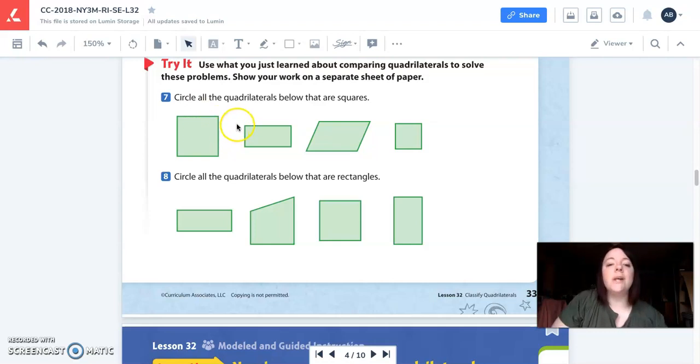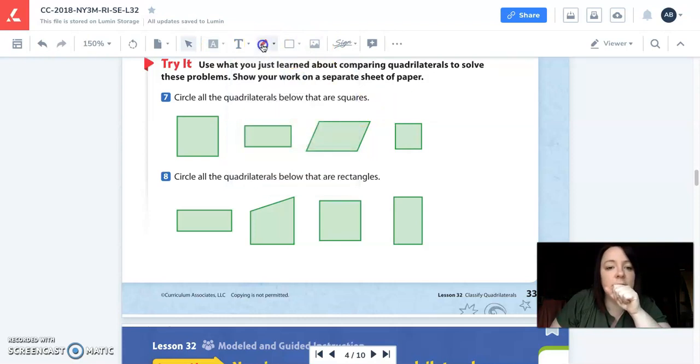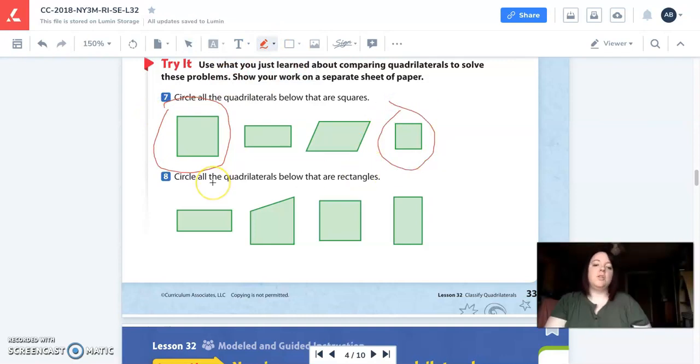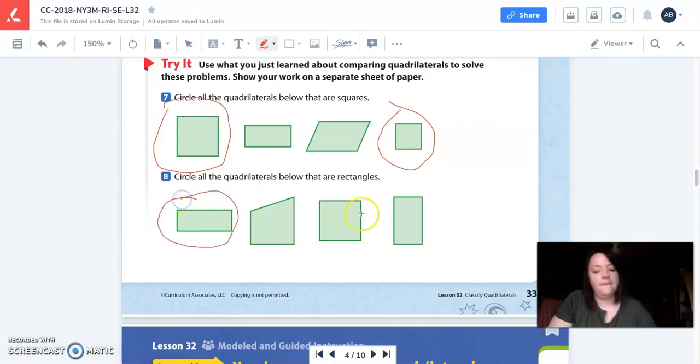Okay, so we just want to know which ones are squares. So I'm going to take, I can't draw that. Ooh, maybe I can use this. No. Ooh, I can use this though. Okay, so I'm going to circle this one. And I'm going to circle this one because I know they're squares. Circle all of the quadrilaterals below that are rectangles. So we know this is a rectangle. And we know this is a rectangle because it still has 4 sides and it has 4 angles. So it is a rectangle. And this one.